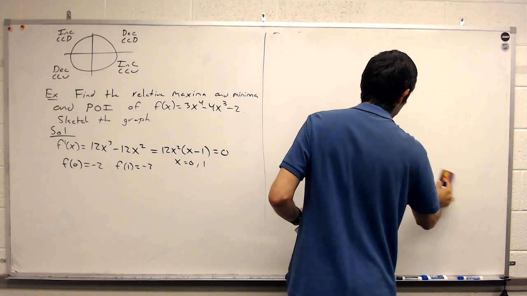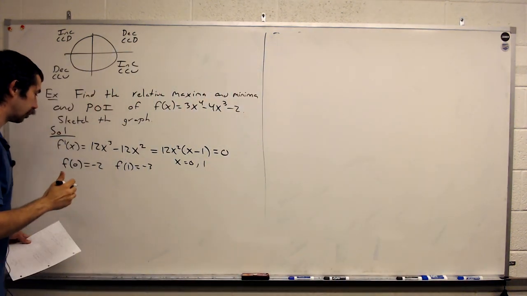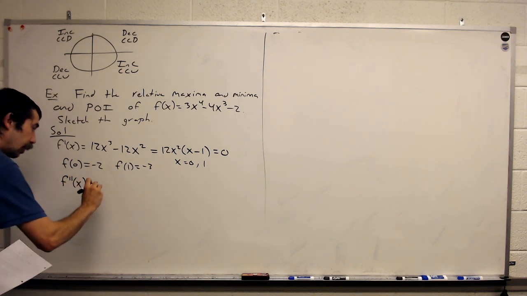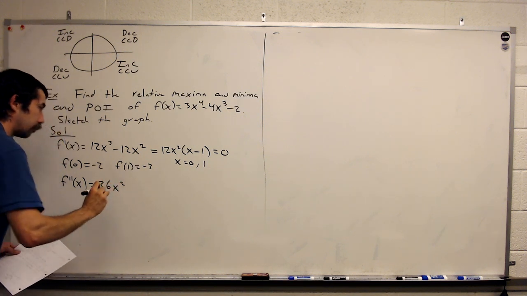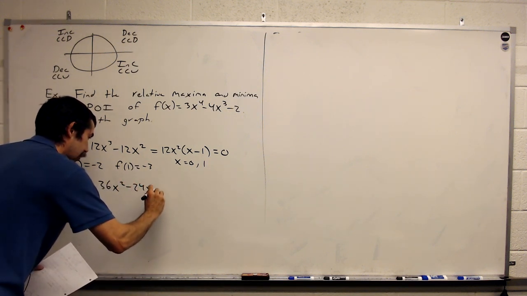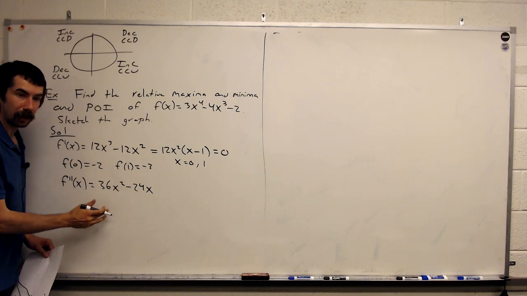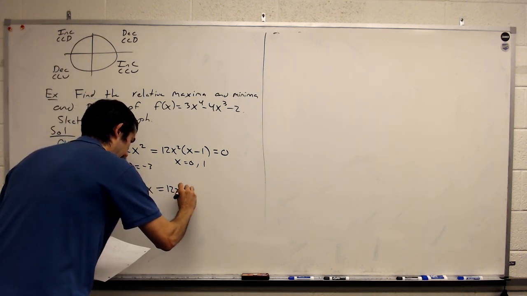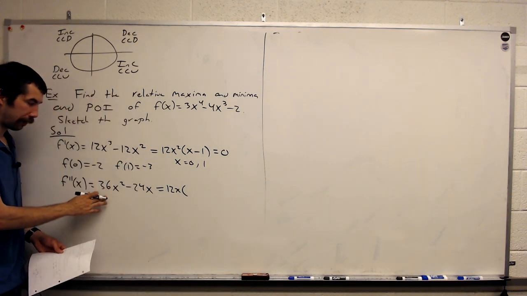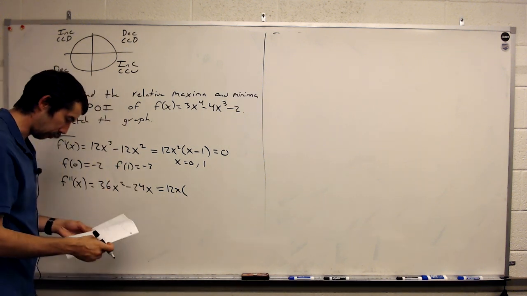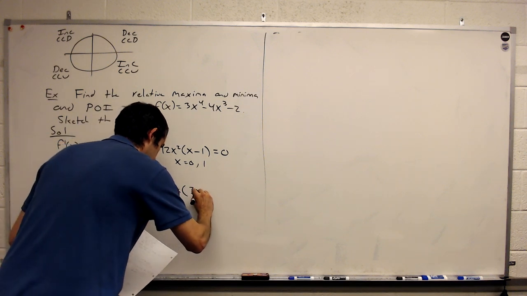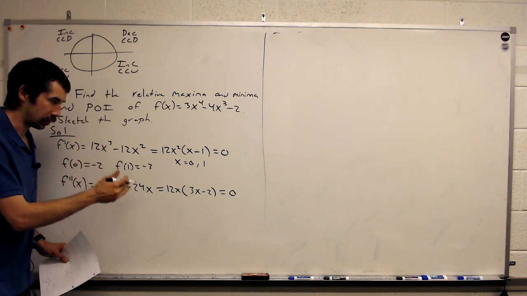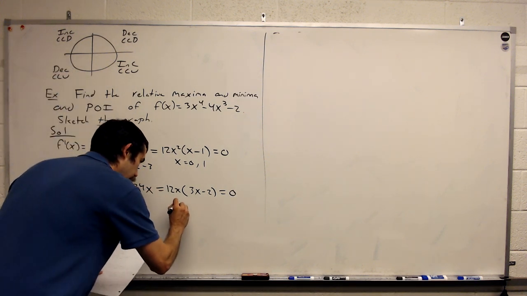We now need the second derivative and find when the second derivative is 0. So I'll just do that here. So f double prime is 36x squared minus 24x. We could factor out a 12x, and we're left with 3x minus 2. Again, we want to set that equal to 0, and that gives us x equals 0 or 2/3.